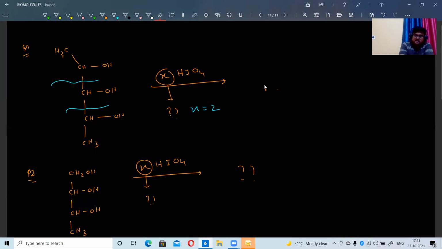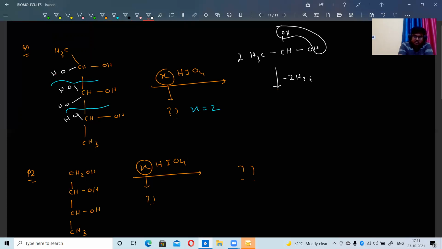Now what will be the final product? Now you have to add OH over here. You have to add 1 OH over here. Again, when you break this one, OH addition takes place. So what you get? 2 mole of CH3CHOH. Now after removal of 2 mole of water, we get 2 mole acetaldehyde. That should be the one product.